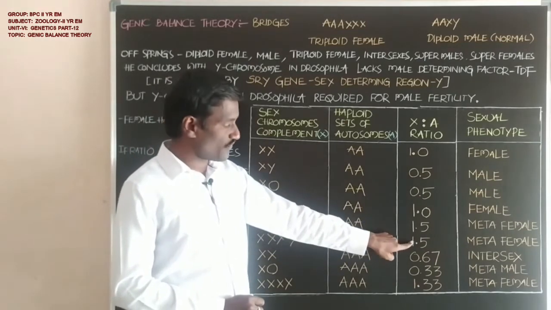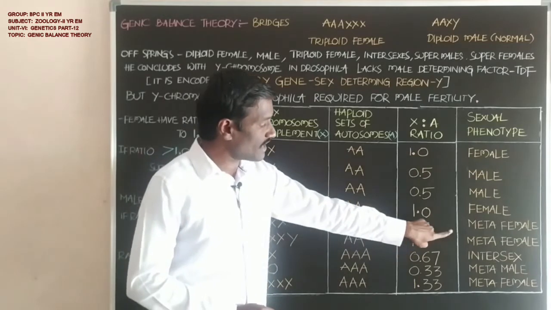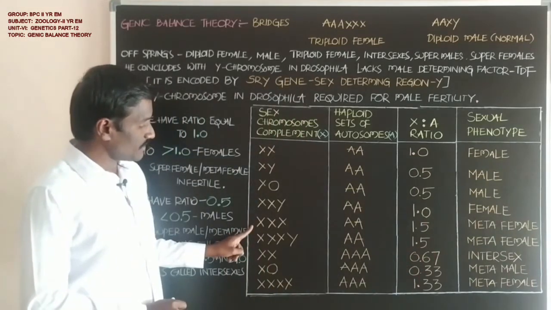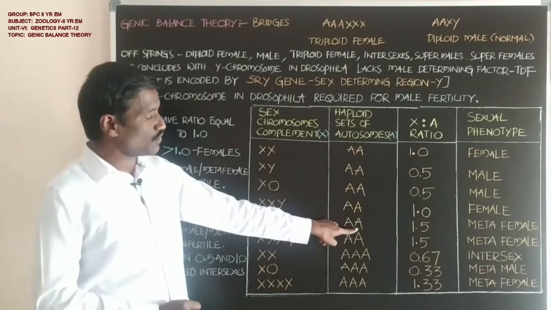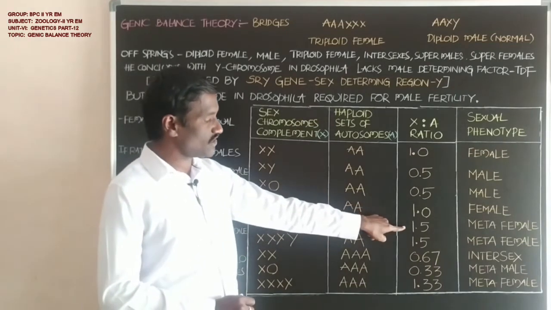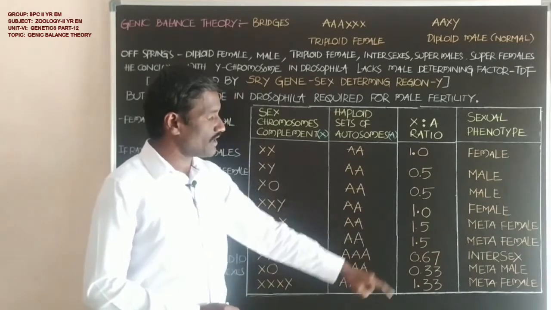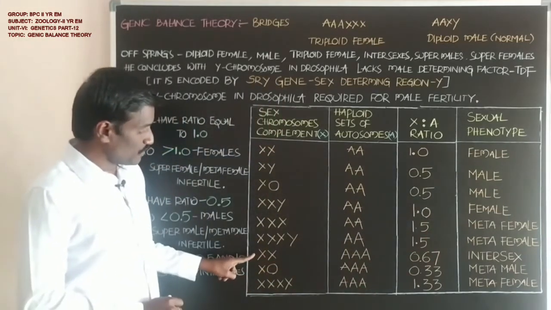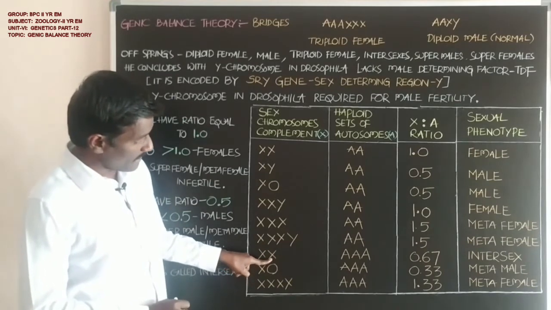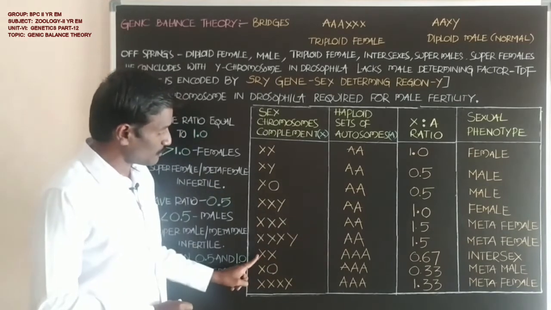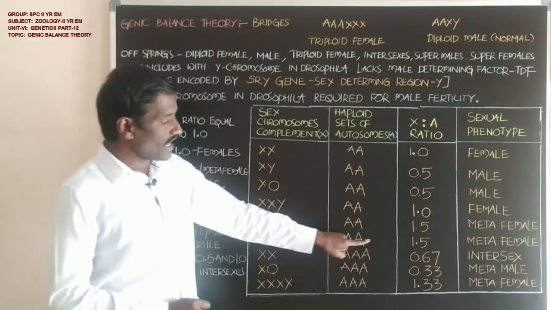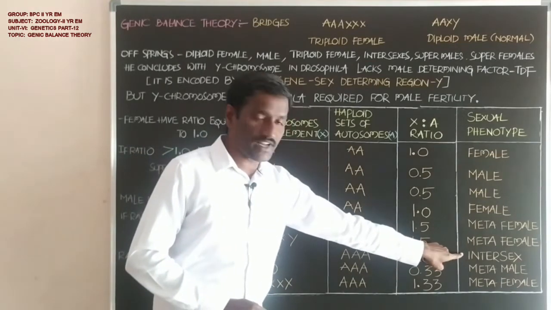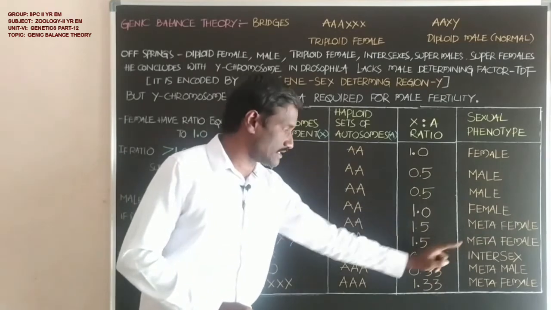equal to 1.5, that develops into the meta female. Okay, 3 X chromosomes and 2 autosomes, the X by A ratio is equal to 1.5, and the offspring develops into meta female. Next, 2 X chromosomes and 3 autosomes, 2 by 3. The X by A ratio is equal to 0.7, that is, the offspring develops into the intersex.